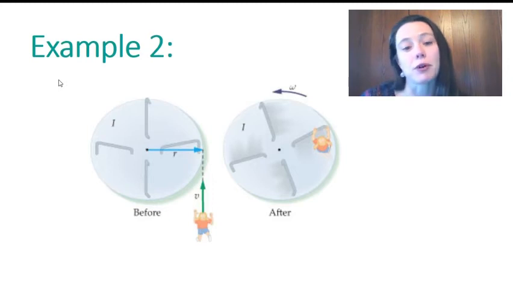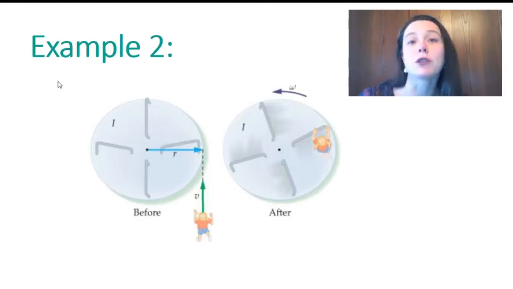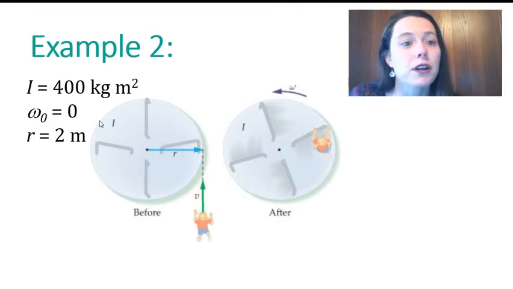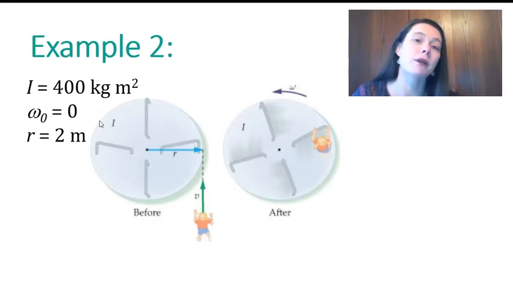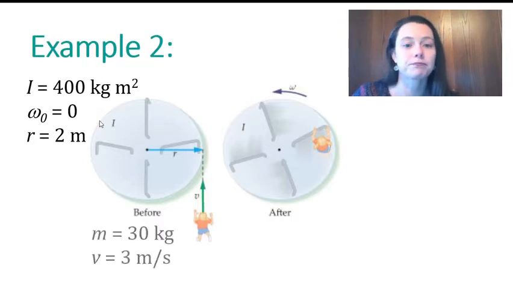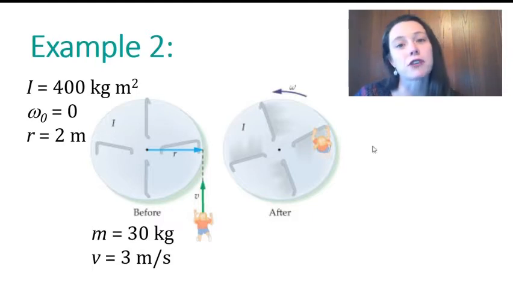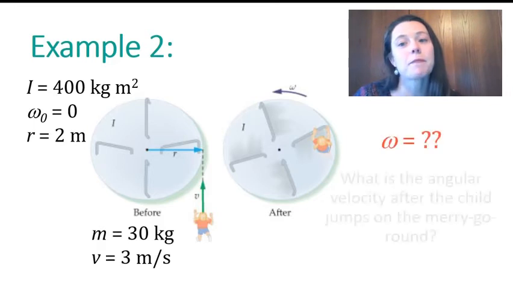In our second example, let's consider a child running towards a merry-go-round. Let's say that the merry-go-round has a rotational inertia of 400 kilogram meters squared and is initially not rotating, so omega 0 equals 0. And let's say the radius of the merry-go-round is 2 meters. Maybe our child has a mass of 30 kilograms and is initially running with a velocity of 3 meters per second.